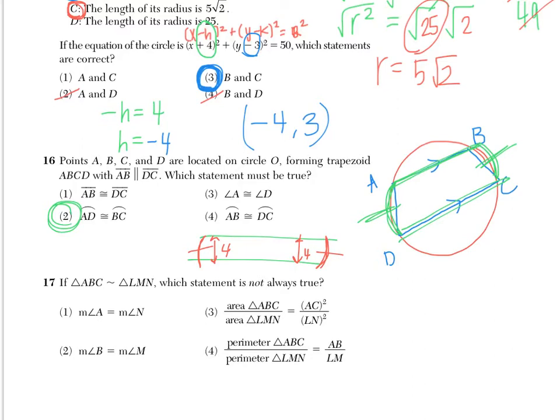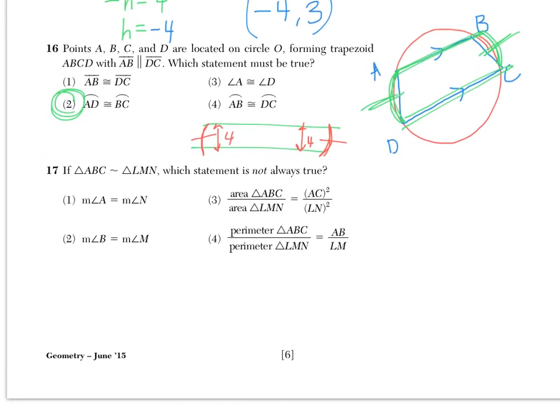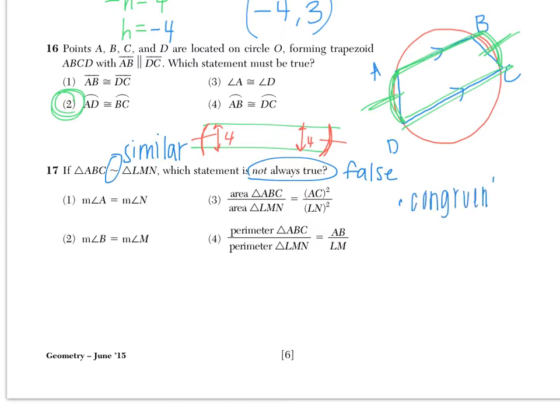Number 17 says if triangle ABC is, and then there's a squiggly line, that just means similar, to triangle LMN, which statement is not always true? So we're looking for false. When we have similar triangles, we know two properties. They have congruent corresponding angles.